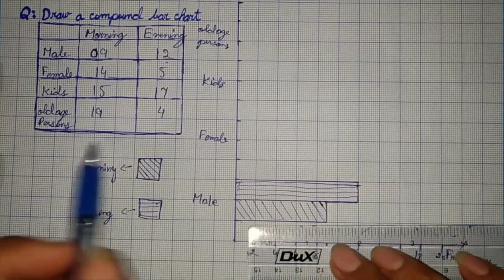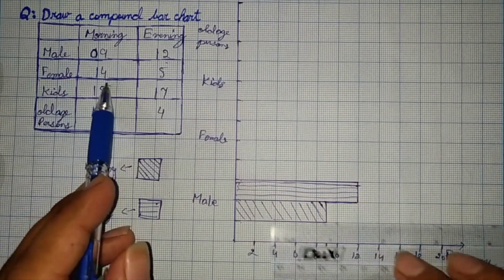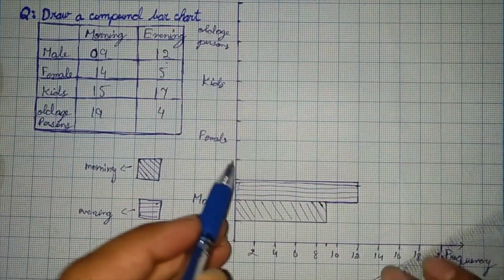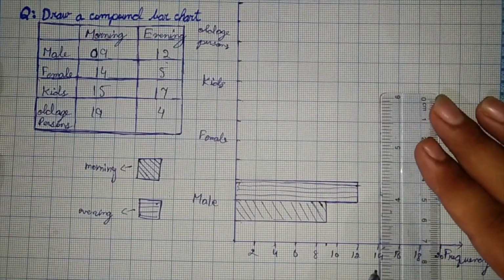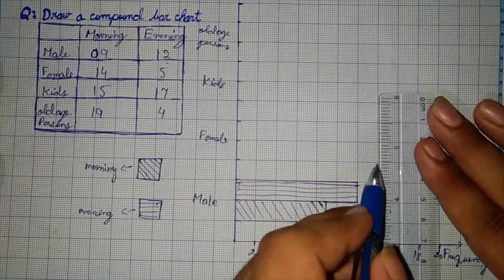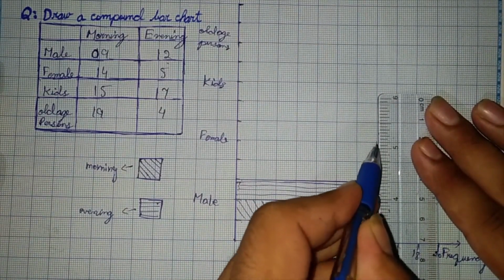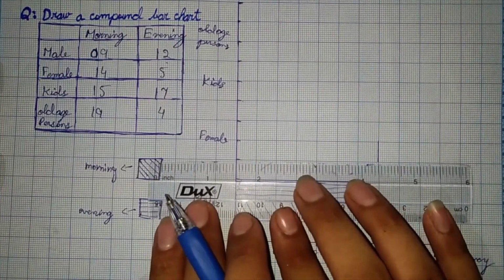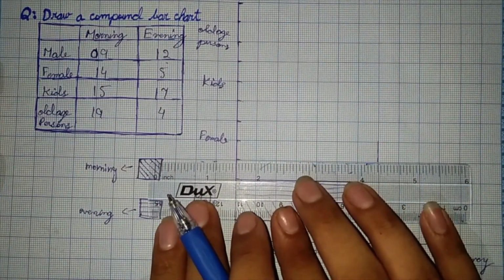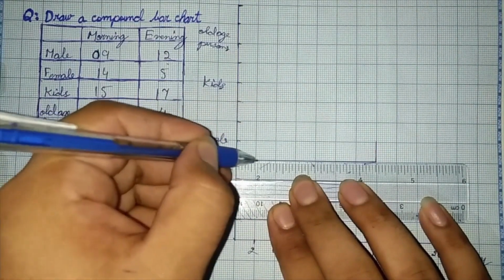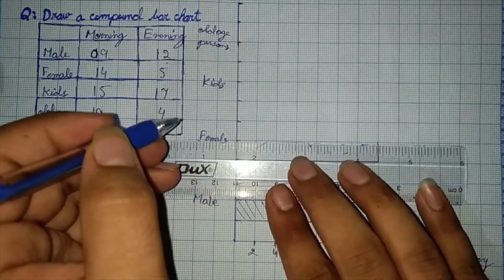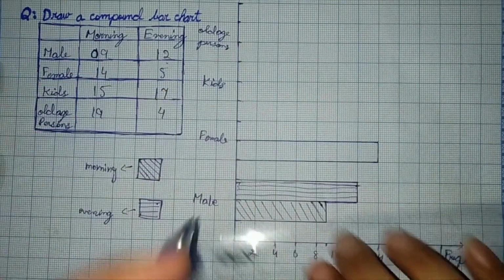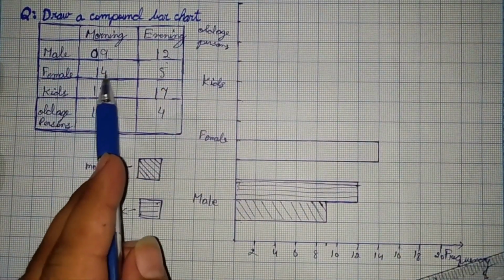Now similarly we will do for females. Here we have 14 females who used to do exercise in the morning, so here we have a frequency of 14. All right, let me join it first. Okay, I have joined it. Morning part is done.